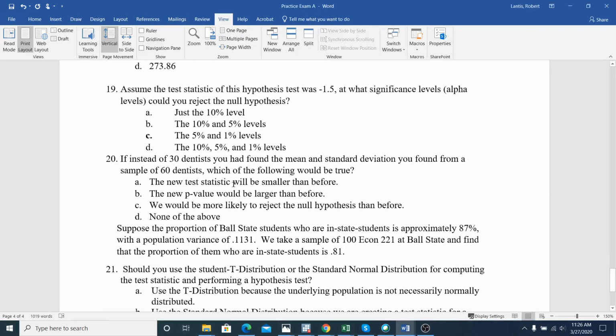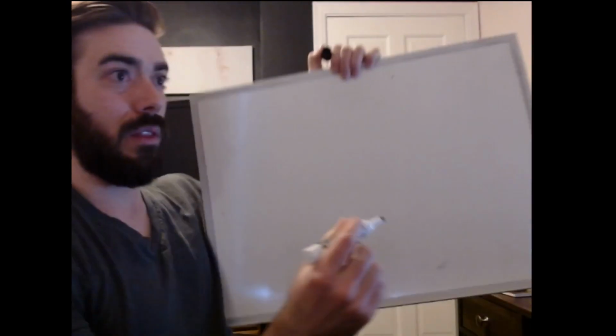Okay, so instead of 30 dentists, you had found the mean and standard deviation from 60, which of the following would be true? So this one's kind of tough, but if you think about what's going to happen with each one of these changes, we should be able to understand which of them would make it more or less likely that we would reject the null. The very first one is the new test statistic is smaller than before. Well, let's think about what that would do.